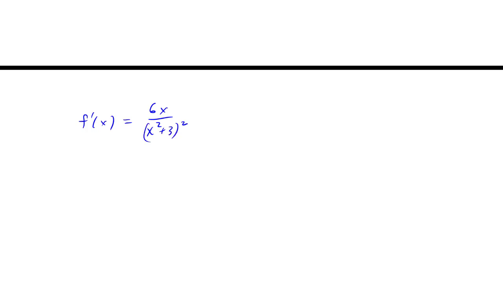All right, and that I'm going to want to find critical points, so I have to ask when is that 0 and when is that undefined when the original function is defined. So when is it 0? Well, just look at the numerator. 6x would have to be 0. x equals 0. It's not undefined anywhere.